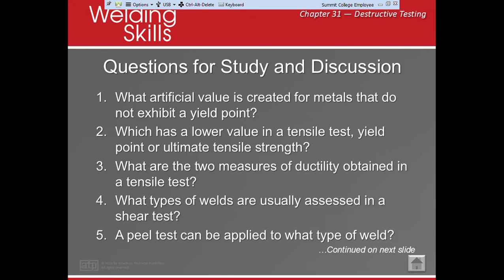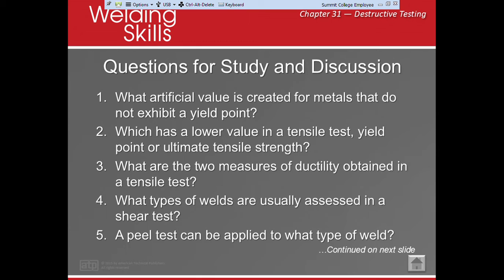Which has a lower value in a tensile test, yield point or ultimate tensile strength? Yield point. Okay, and if you look at the load extension curve, it peaks at E. And E is the ultimate tensile strength. And if we look at F, F is where it fractures. Okay?